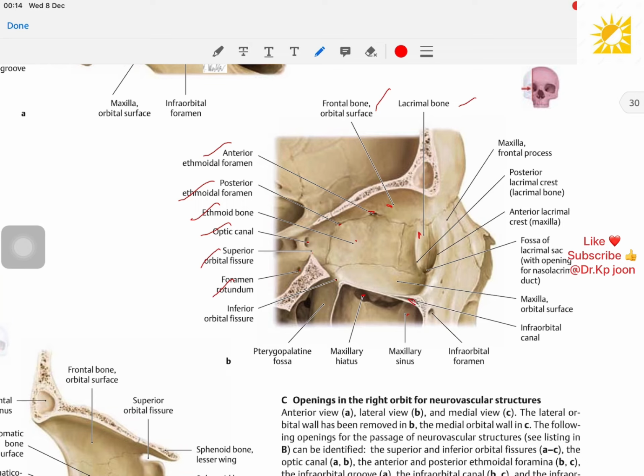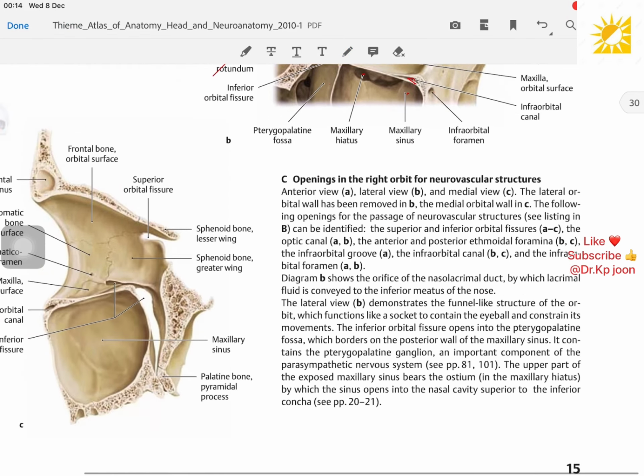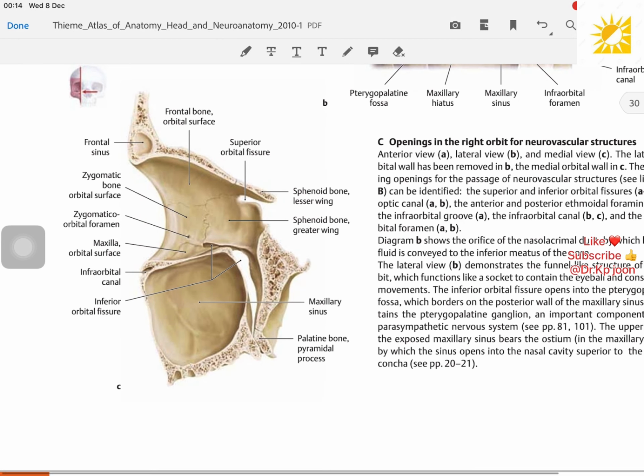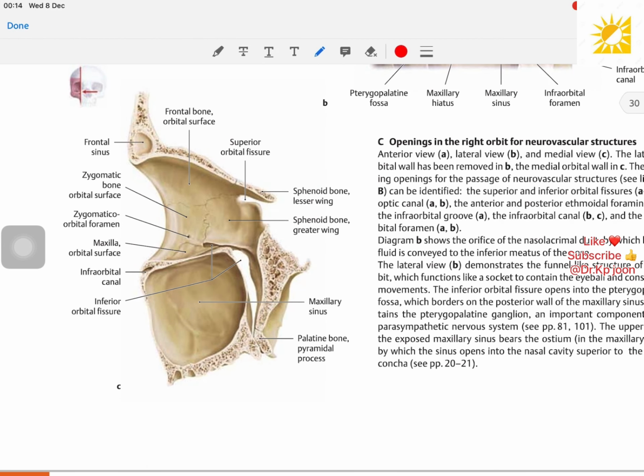And what is this? This is the infraorbital canal, and it's the maxilla orbital surface, and it's the fossa of the lacrimal sac with opening for the nasolacrimal duct. What is this? This is the anterior lacrimal crest, part of the maxilla, and it's the posterior lacrimal crest, lacrimal bone, it's the maxilla frontal process. Now see the next diagram, it's the C diagram, it's a medial view.